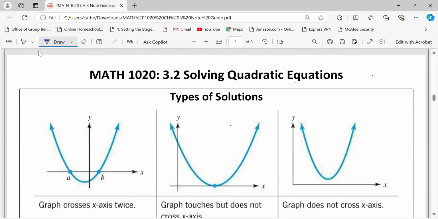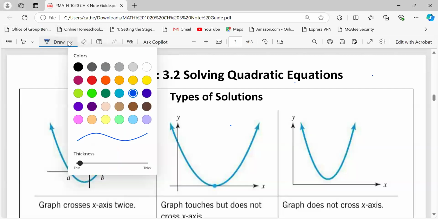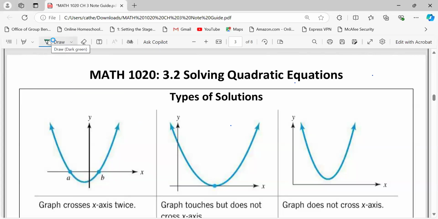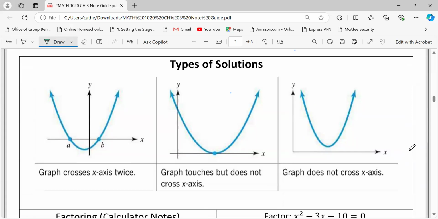This is section 3.2, solving quadratic equations. There are two sections of 3.2, so just keep that in mind. So when you solve a quadratic, there's three types of solutions that you can have.